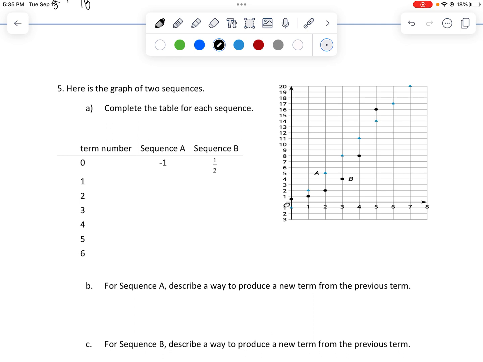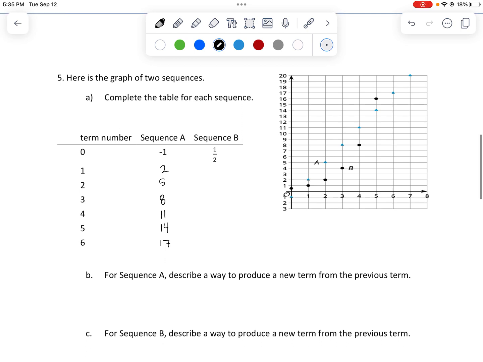Number 5, we have these two sequences, A and B, and it is squished, but it's fine. Writing out the table, we can see that sequence A, that's the blue triangles, starts at -1 when x equals 0. But when we have 1 for the term number, it's 2, and then it's 5, 8, 11, 14, 17. So this is adding 3 each time. So you can say starting at -1, add 3 to the previous value or previous term.